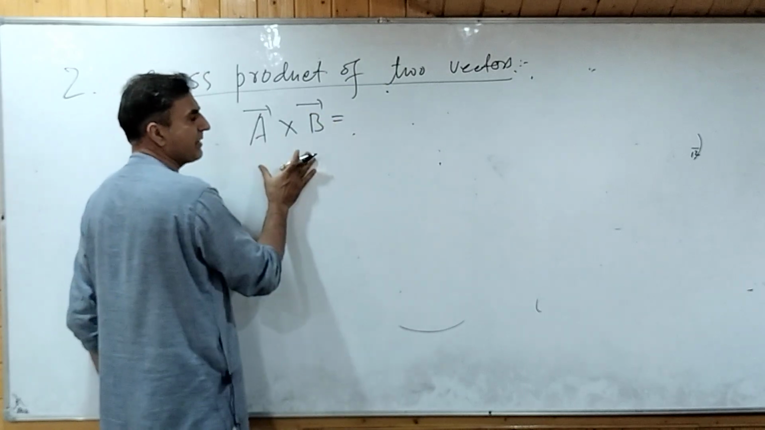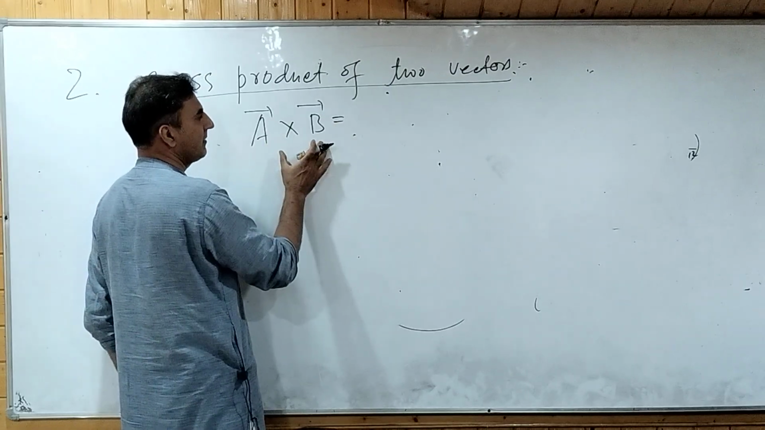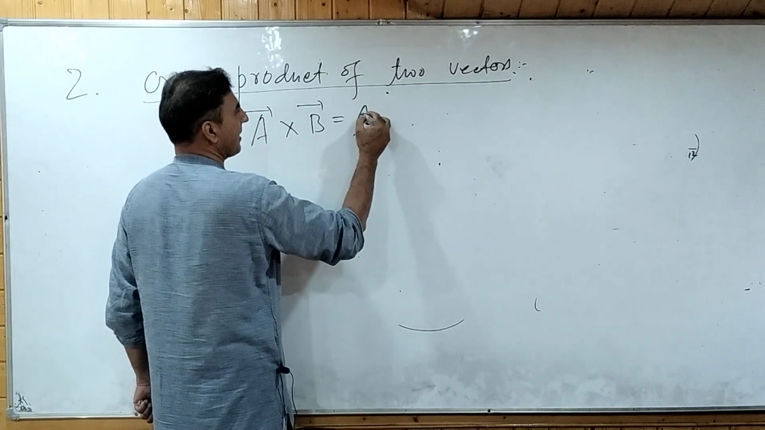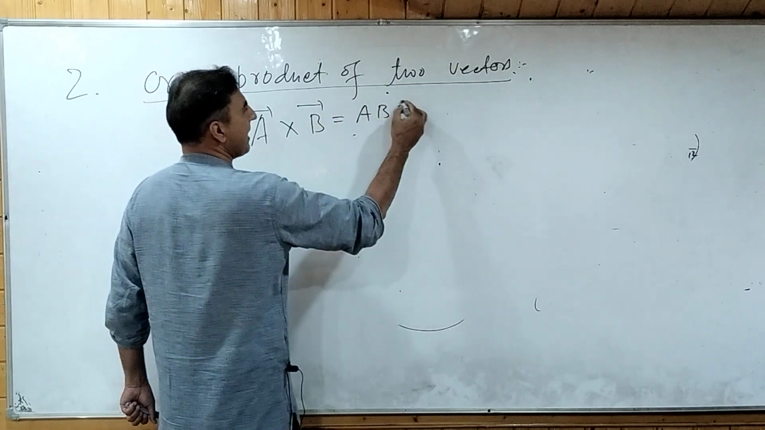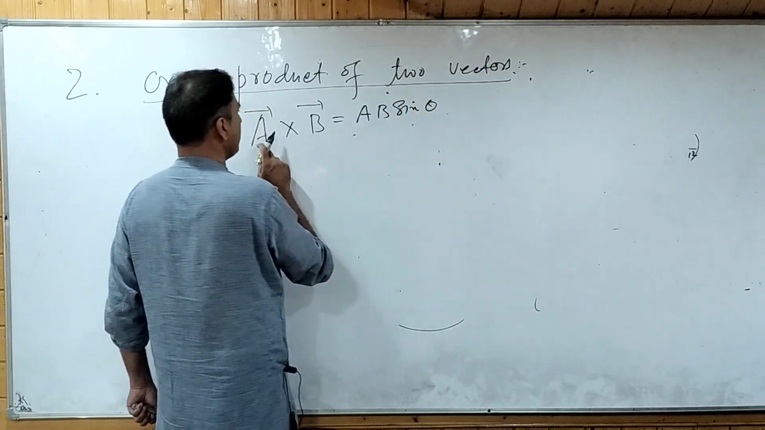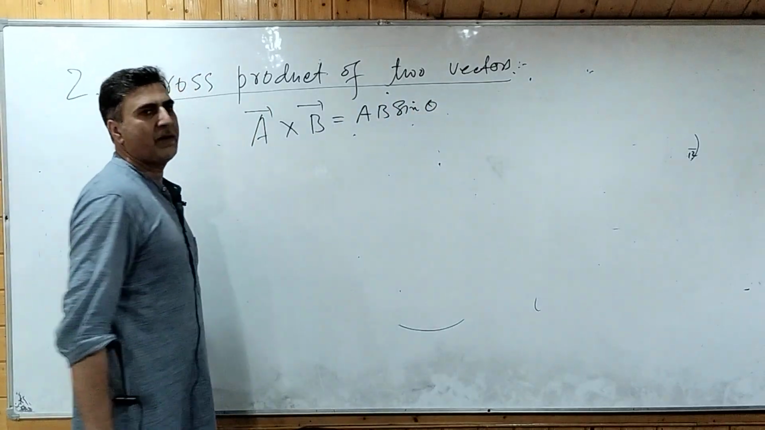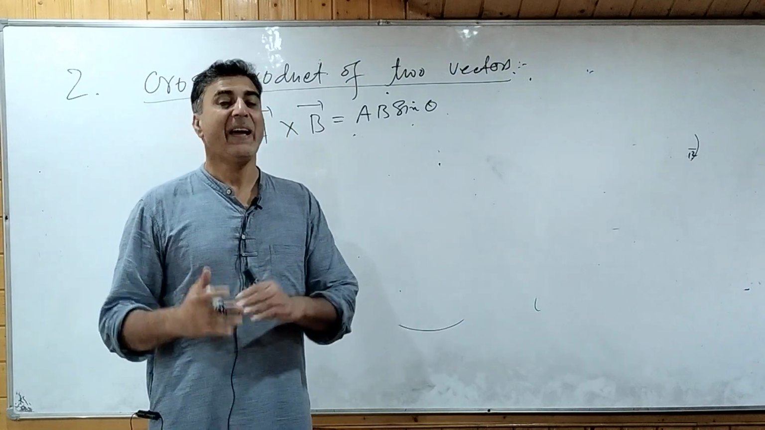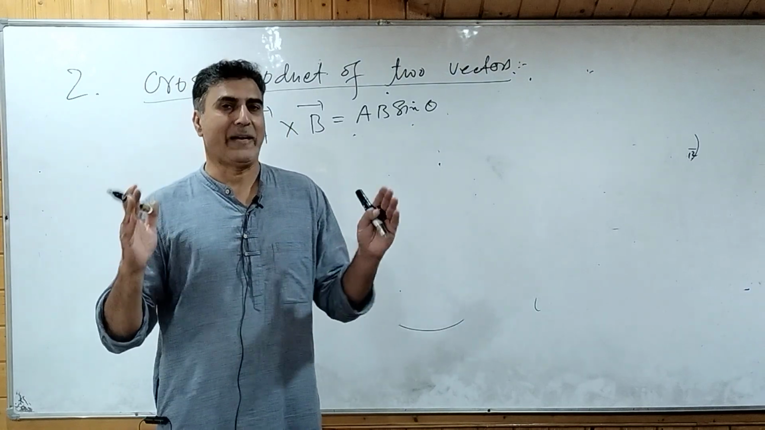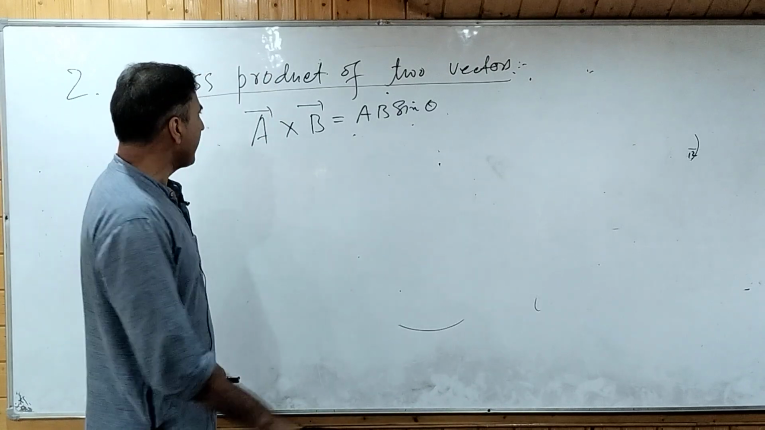And what is the definition of A cross B? Magnitude of A, magnitude of B just multiplied, sine of the angle between these two vectors. This is the definition. A cross B is defined as the product of magnitude A, magnitude B, and sine of the angle between the two vectors. It is the definition. Okay.